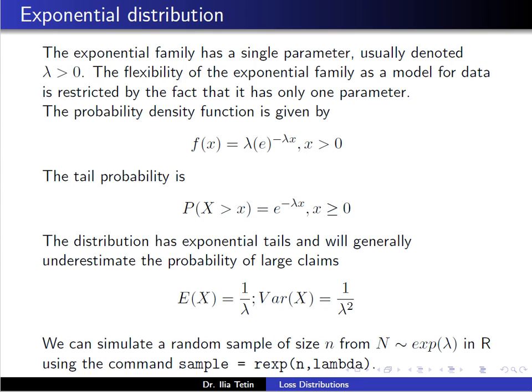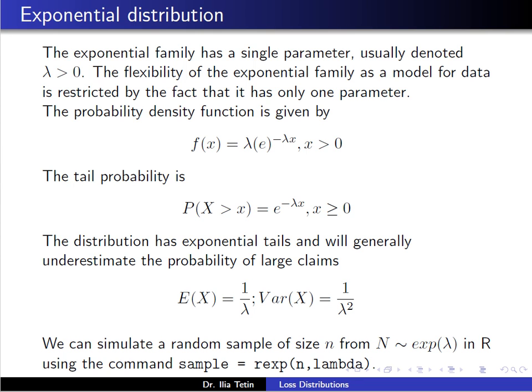Why so? Because we have to take the derivative of the distribution function to get the probability density function. If we have our distribution function 1 minus e to the power of minus lambda x, and we take the derivative of that, we end up with lambda e to the power of minus lambda x. So the distribution has exponential tails, and will generally underestimate the probability of large claims.